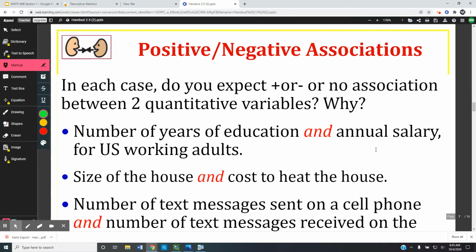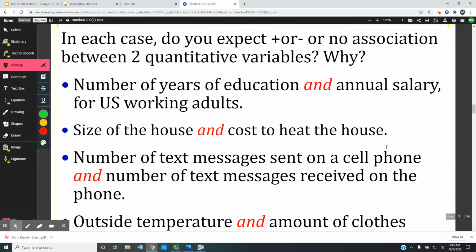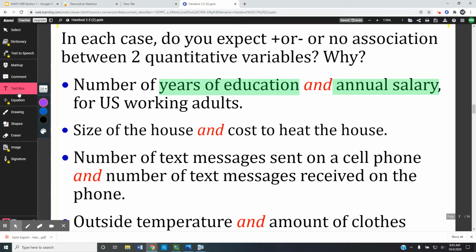Between a positive and negative association. In each case, do you expect positive or negative association between the two variables and why? Okay, so let's actually do a little measurement, if you will, here between these two. So the number of years of education and annual salary. So what I'm saying is if I go to college for a bunch of years or even any kind of school, do I expect my salary to change? Most people would tell you, heck yes, because that's the reason I'm going to school, so that I can make more money.